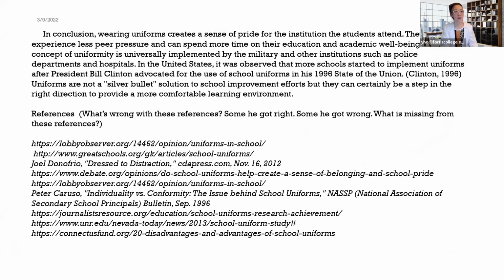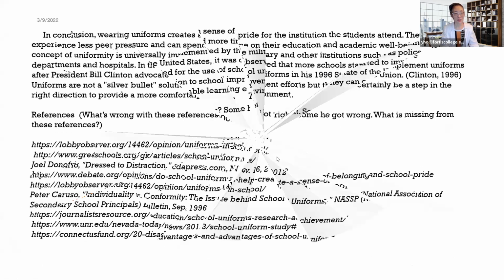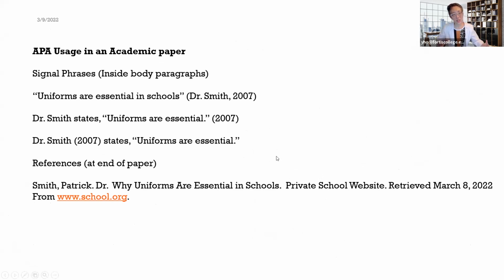So here you have President Clinton. You could put 1996 advocated for the use of uniforms in his State of the Union address, or you can write Clinton 1996. So many different ways of putting in your in-text citation. So the in-text citation goes inside the body paragraphs, and then the reference citation goes at the end of your paper.